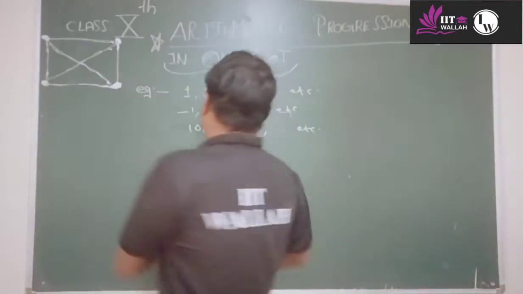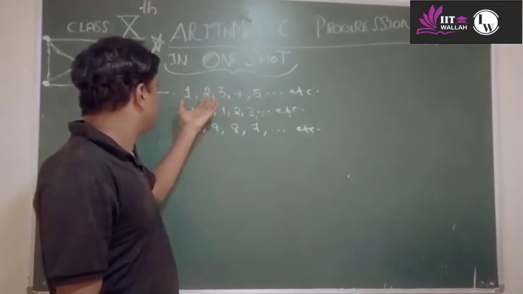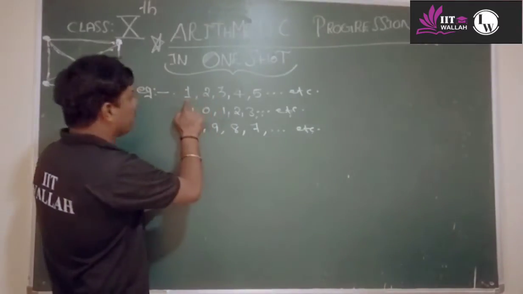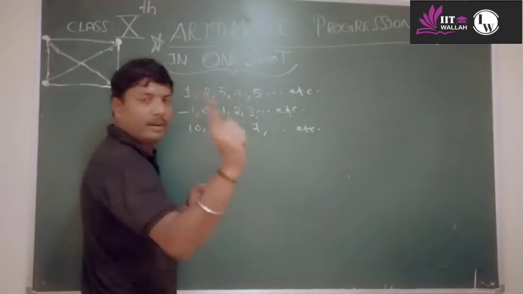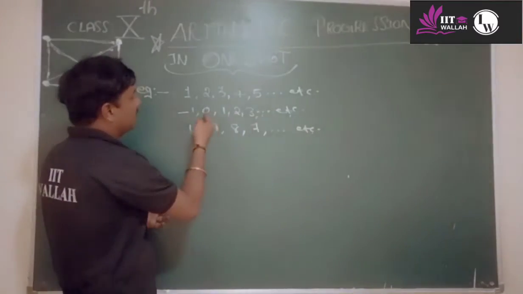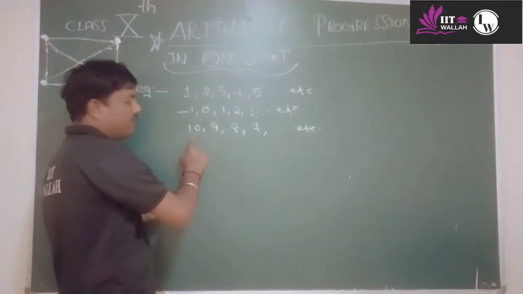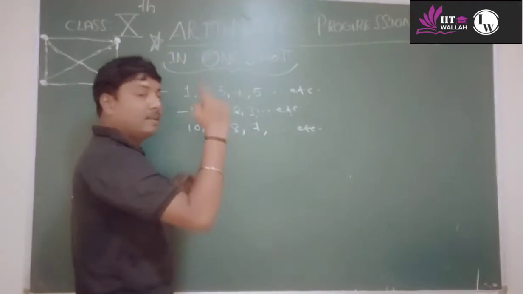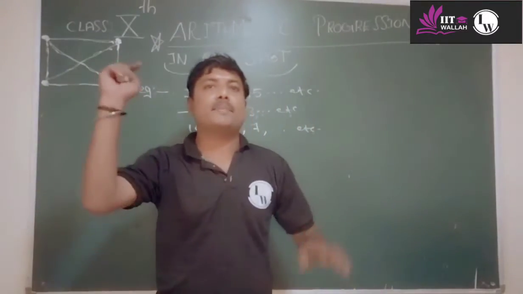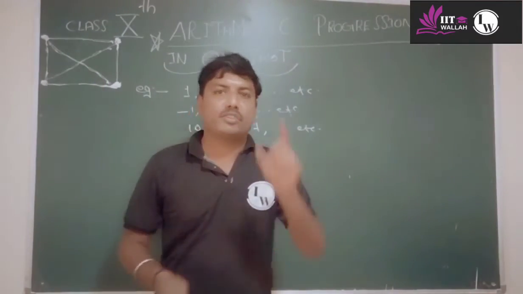That means if you subtract each term from the next term, you are getting a constant. Okay, that means 2 minus 1 is 1, 3 minus 2 is 1, 4 minus 3 is 1, 5 minus 4 is also 1. Here also 0 minus minus 1 is 1, 1 minus 0 is 1, 2 minus 1 is 1, 9 minus 10 is minus 1, 8 minus 9 is minus 1, 7 minus 8 is minus 1. That means arithmetic progressions are a sequence of numbers whose difference is a constant.